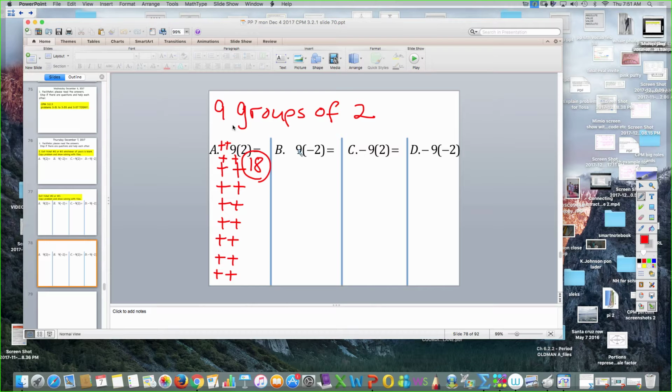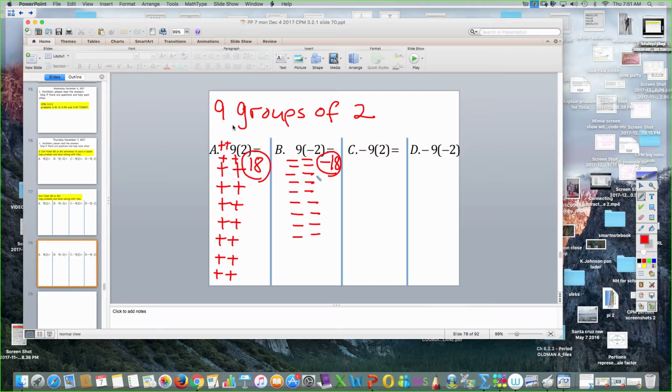Then the next problem, we have 9 groups of 2 negatives. So we have 1, 2, 1, 2, 3, 4, 5, 6, 7, 8, 9. So 9 groups, and each group has 2 negatives. So altogether, I have 18 tiles, and they're negative tiles, so my answer is negative 18.